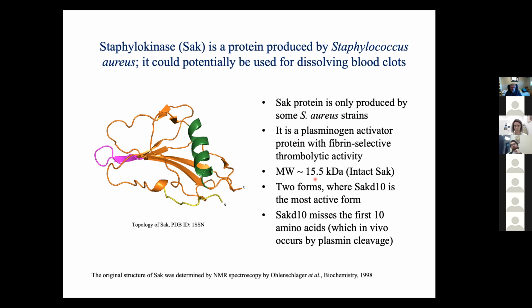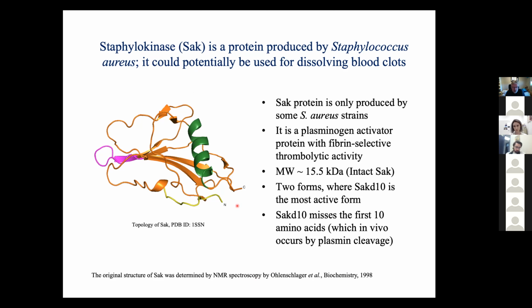And so this was the structure that was determined already in 1998 by a group of German researchers. It was an NMR structure, and this is what it looks like. And what we wanted to know is if you take off these 10 amino acids, is there a big change in the protein structure, or is it going to be exactly the same? Right? Can we take it off, and what does it do to the protein structure?